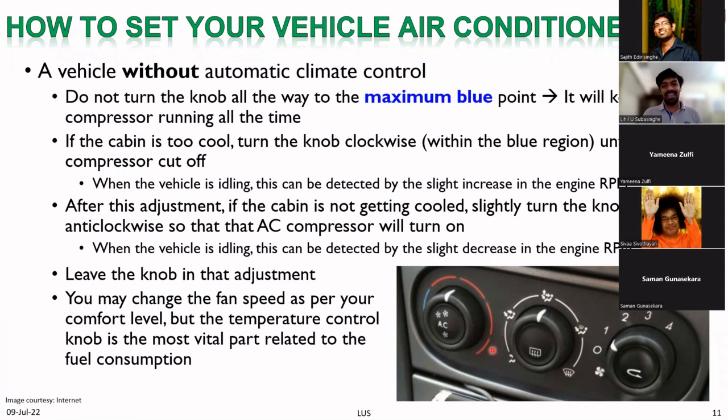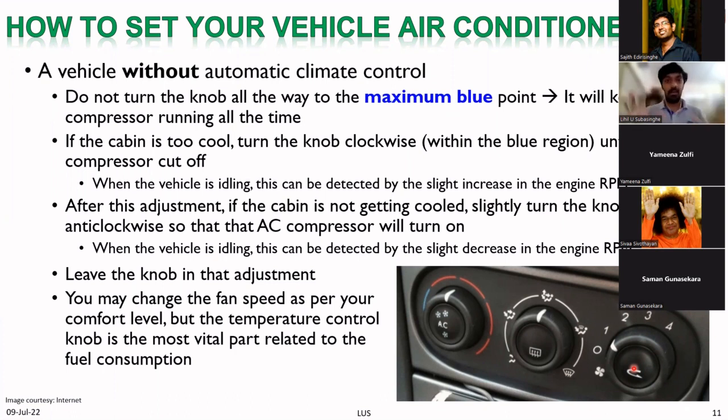And then, yes, you have another controller to control the flaps, the ducts where the air is flowing through, whether it is directly to your face, to your foot, or maybe directing towards the windscreen. So that is a controller that selects the airflow path. And then this one, I believe you know, is the fan speed controller. And this button is actually the one that selects whether the air is sucked from the external environment or whether the air is circulated inside the cabin.